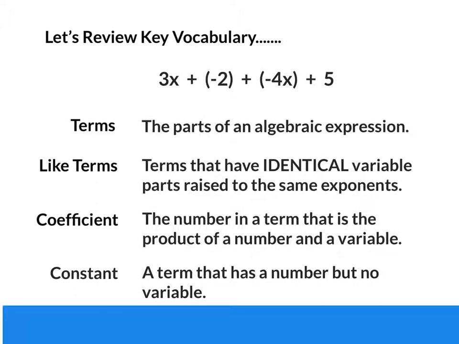In our example, negative 2 is a constant, as well as 5. Negative 2 and 5 are also considered like terms.